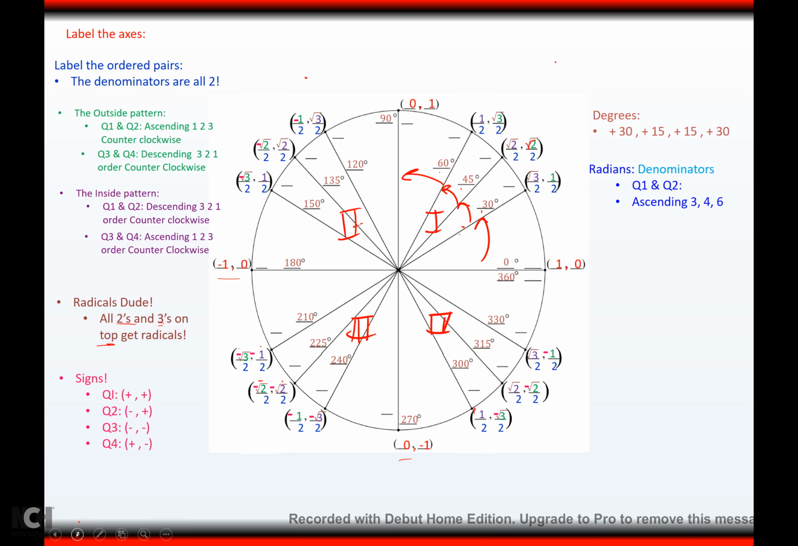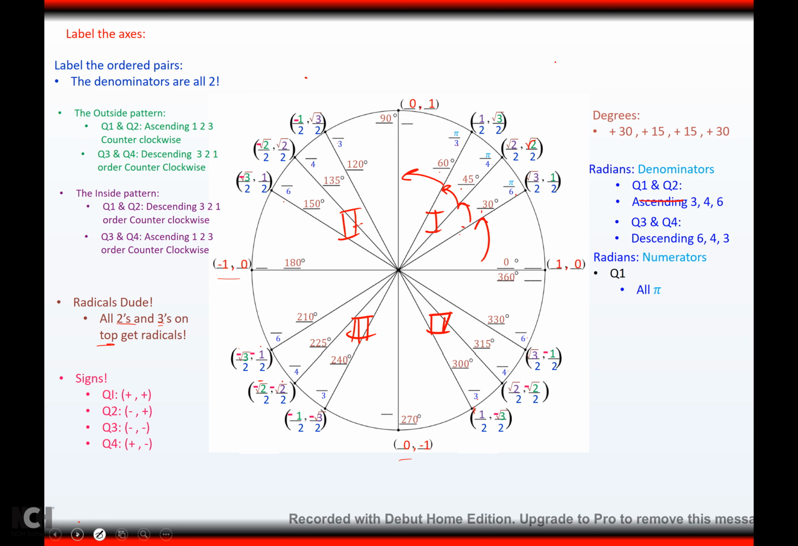Your radians, okay, you're going to go in order ascending 3, 4, 6. So the bottom is 3, 4, 6. And then over on the other side, your denominator is 3, 4, 6, 3, 4, 6, and that should say descending. Quadrant 3 and quadrant 4 are going to be 6, 4, 3. See, the top is 6, the middle is 4, the bottom is 3.